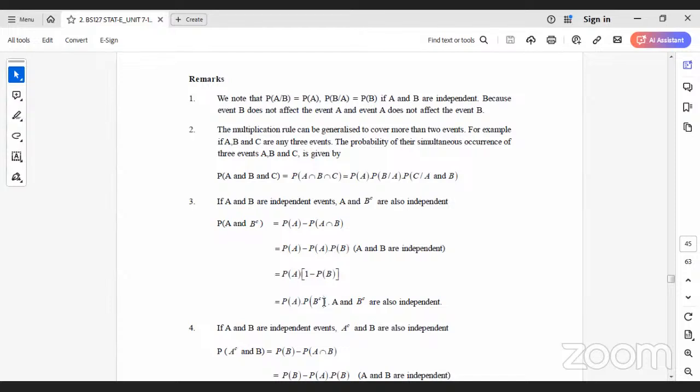So the multiplication rule can be generalized to more than two events. For example, A, B and C are three events. The probability of the simultaneous occurrence of the three events A, B, and C is given by P of A intersection B intersection C equals P of A into P of B given A, into P of C given A and B. We are taking here the second condition.